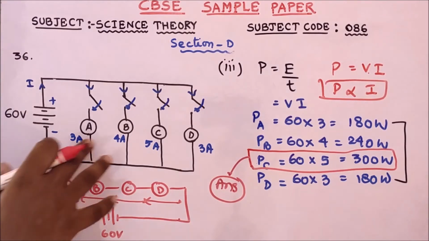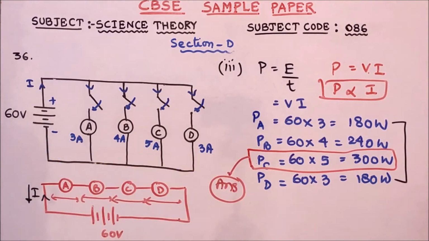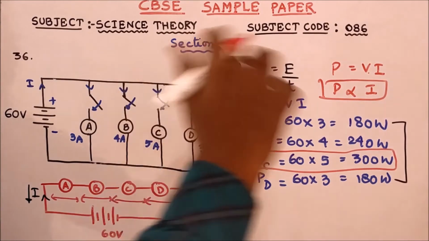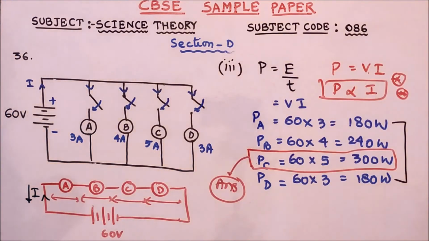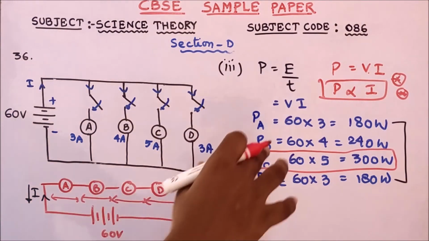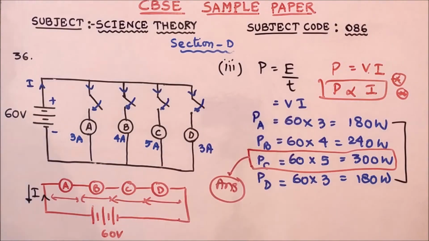Now you can check 3, 4, 5, 3. So which is the maximum? 5. So this trick you will use when you are solving the MCQs. And since in the question he has asked for proper calculation, this is how you are going to show it. I hope that is clear. If you have any doubts, you can write it in the comment section.